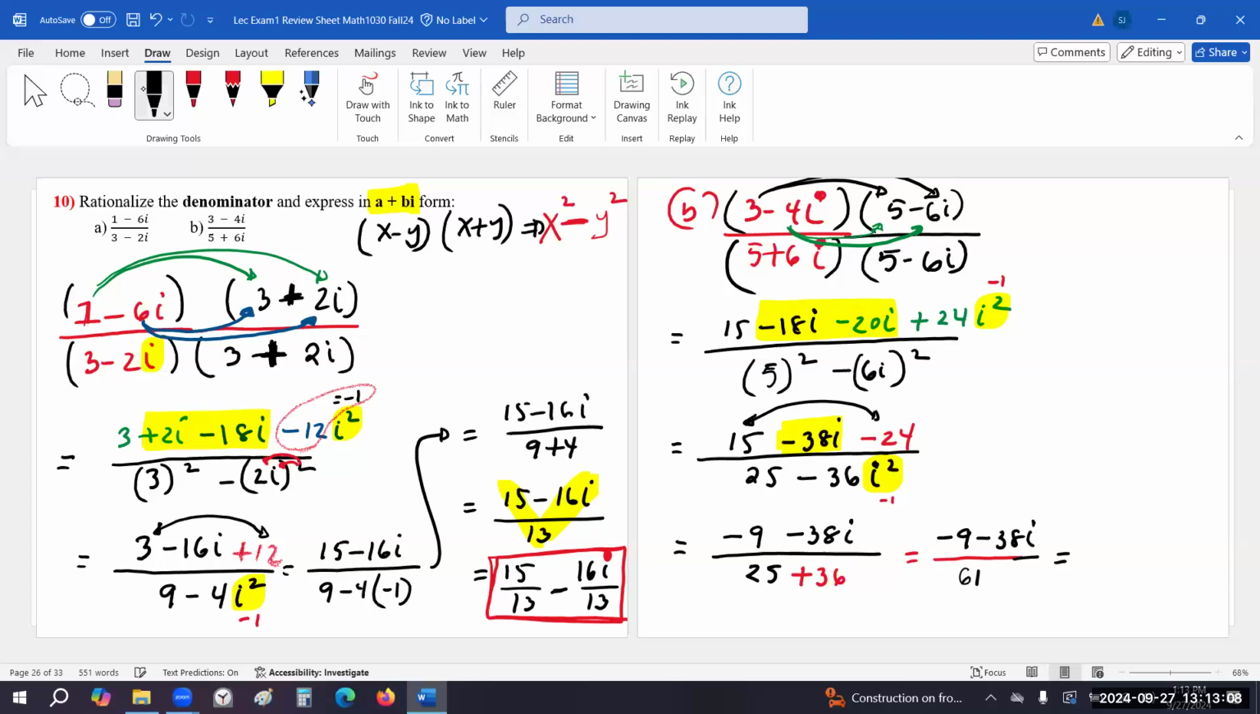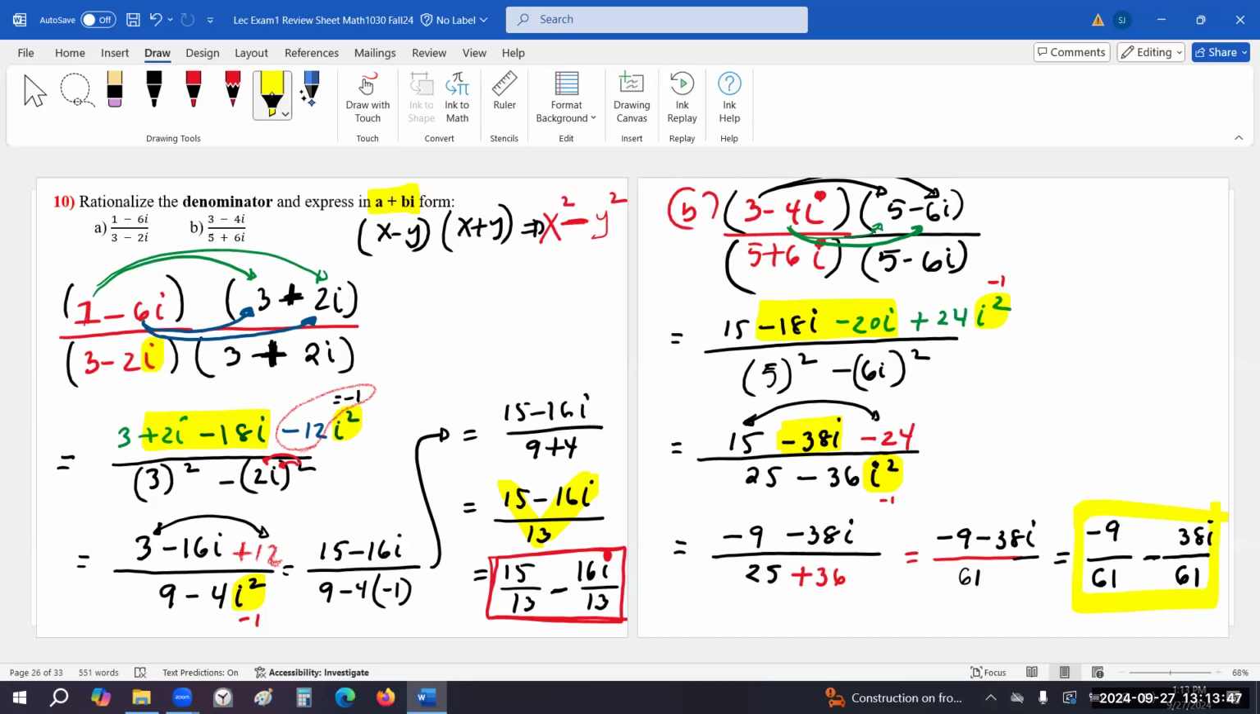Whole question: if the i squared switches to a negative 1, then how is it still positive 36? Because originally it's negative 36 times negative 1. But we should not keep this. So what do we write? Negative 9 over 61 minus 38i over 61. Great.